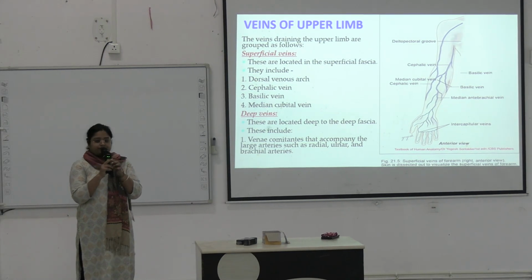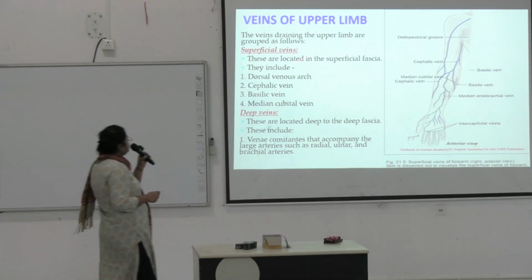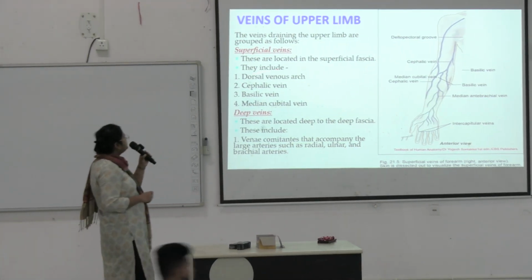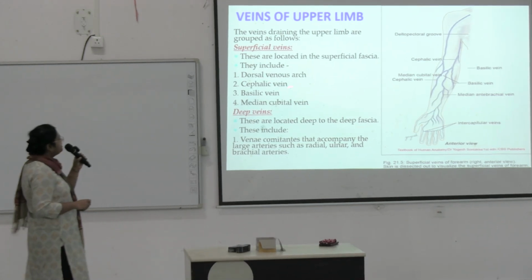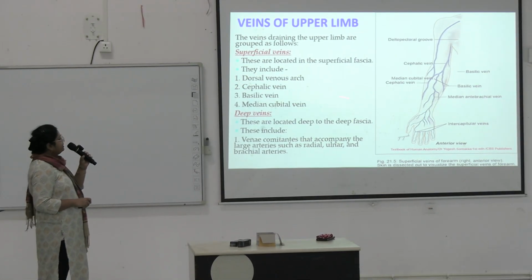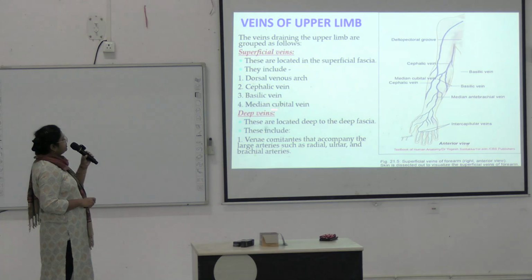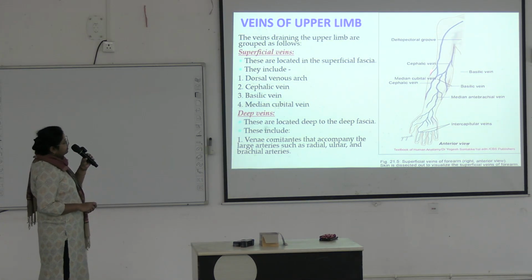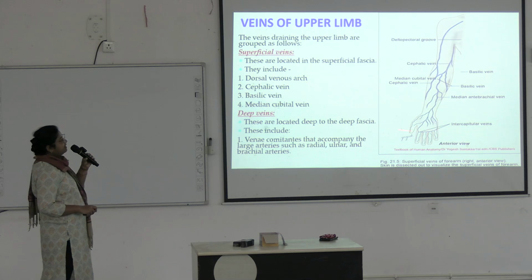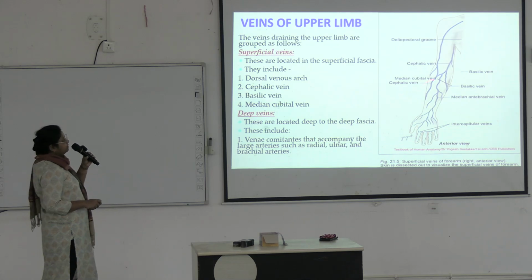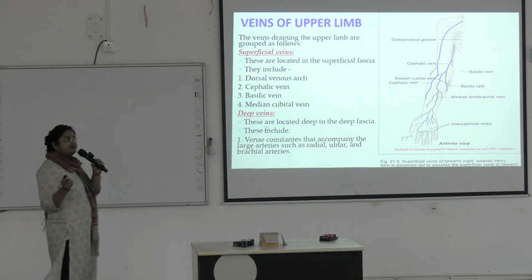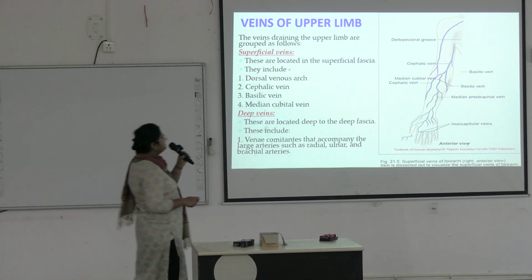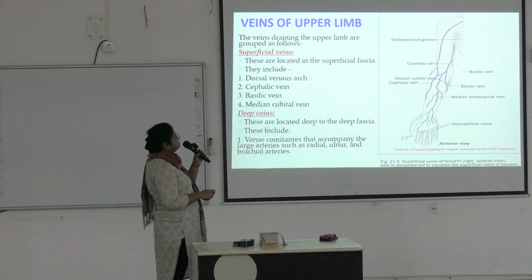So these located in the superficial fossa include the dorsal venous arch, cephalic vein, basilic vein and median cubital vein. This is anterior view of the upper limb. So see here, dorsal venous arch will lie dorsally, and the two ends of the dorsal venous arch continue as two veins, laterally cephalic vein and medially basilic vein.